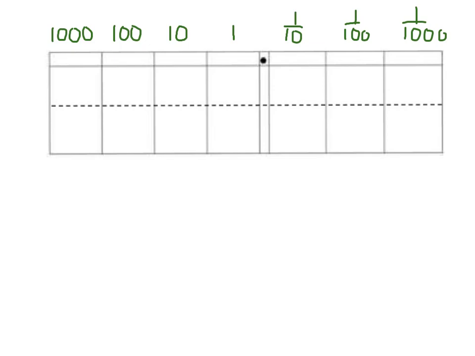So every time I move to the left, I get 10 times larger. Every time I move to the right, I get 10 times smaller. So for my first problem, I have 4 and 81 hundredths times 10. And I'm going to start by just writing that on my place value chart.